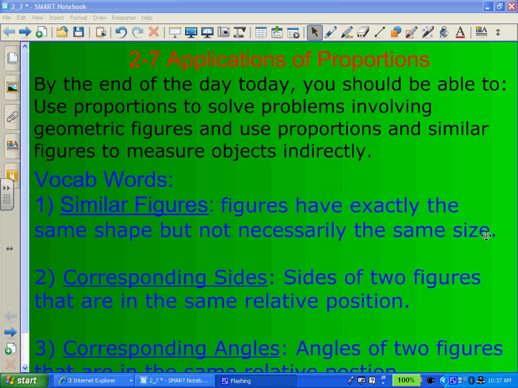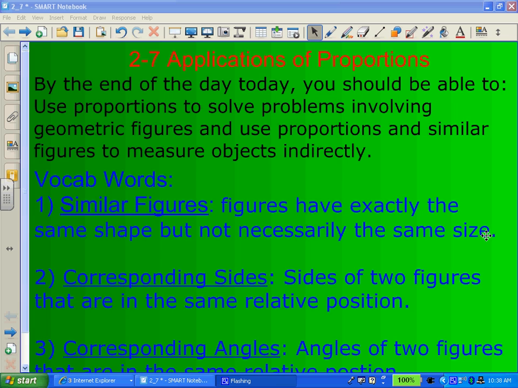We have 3 vocab words today. Similar figures are 2 figures that have the same shape, but aren't necessarily the same size. Remember, congruent means same shape and same size. But similar means they have the same shape, but they're probably not the same size.